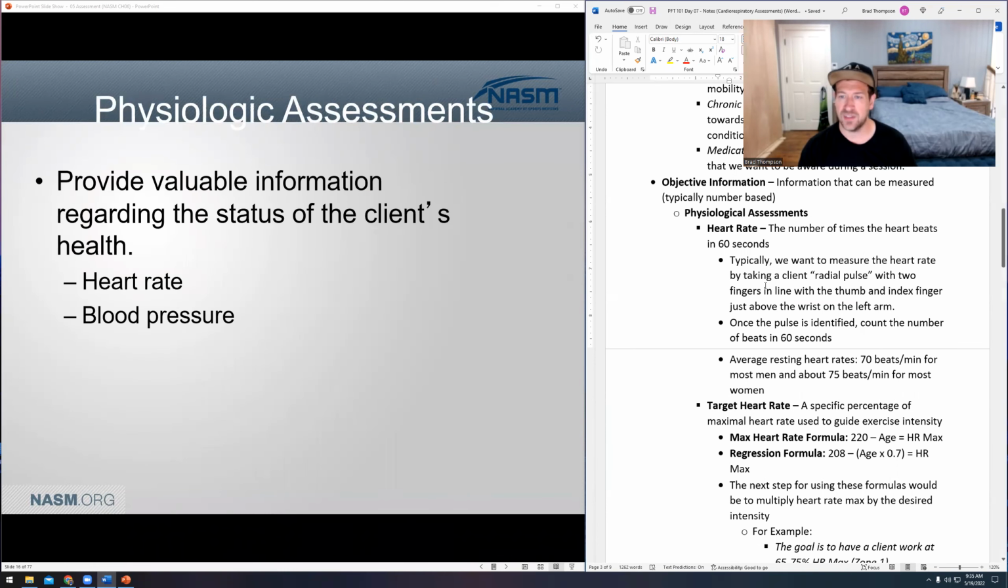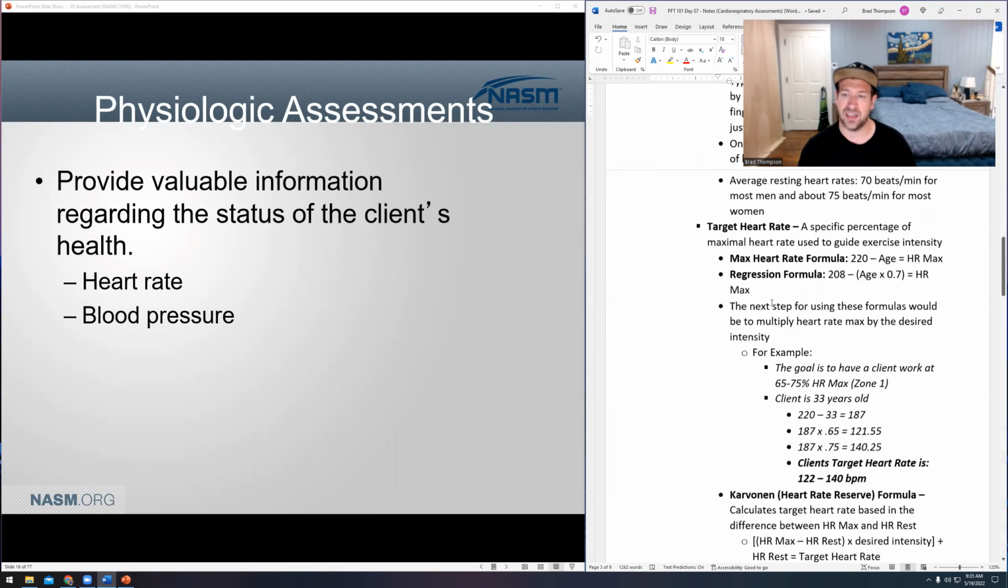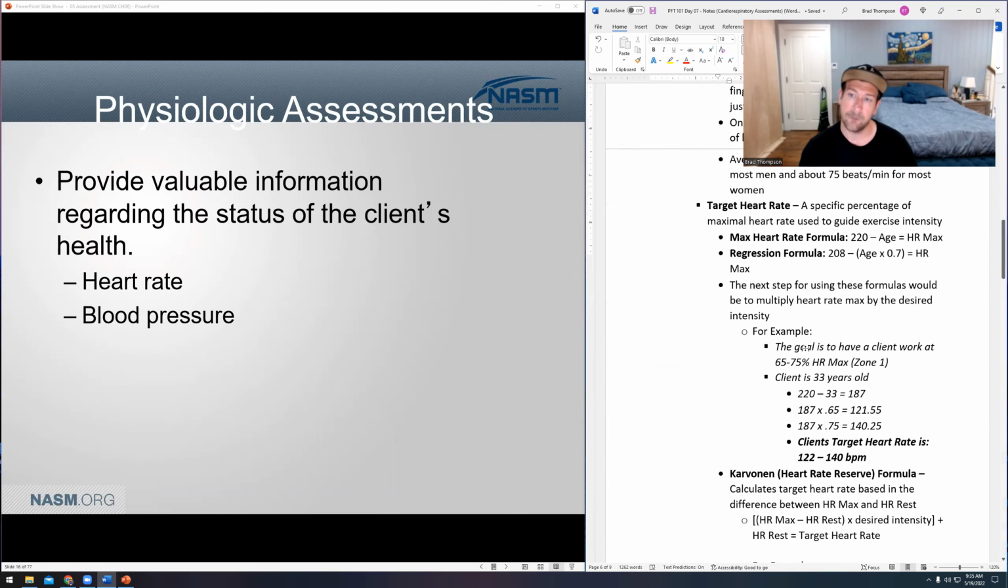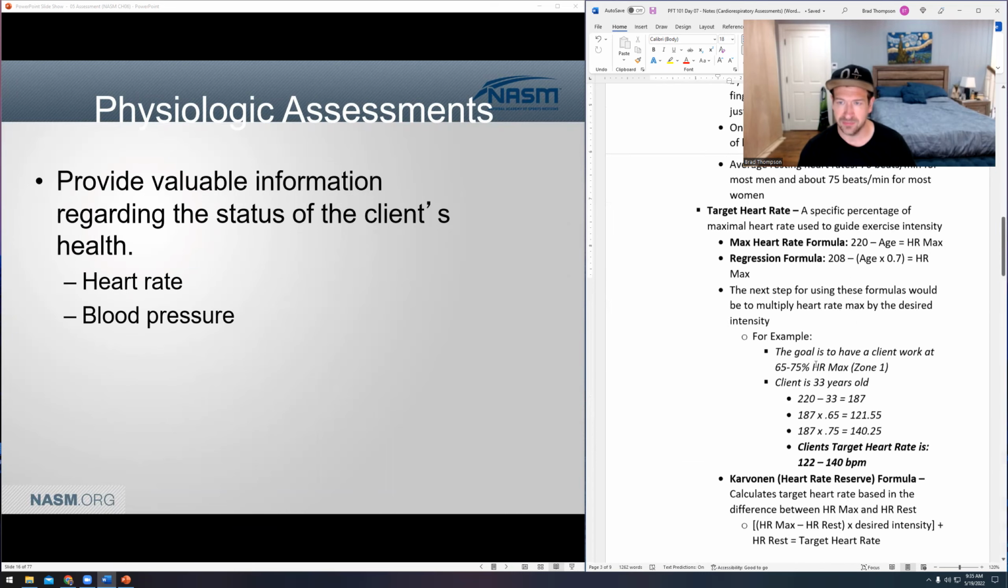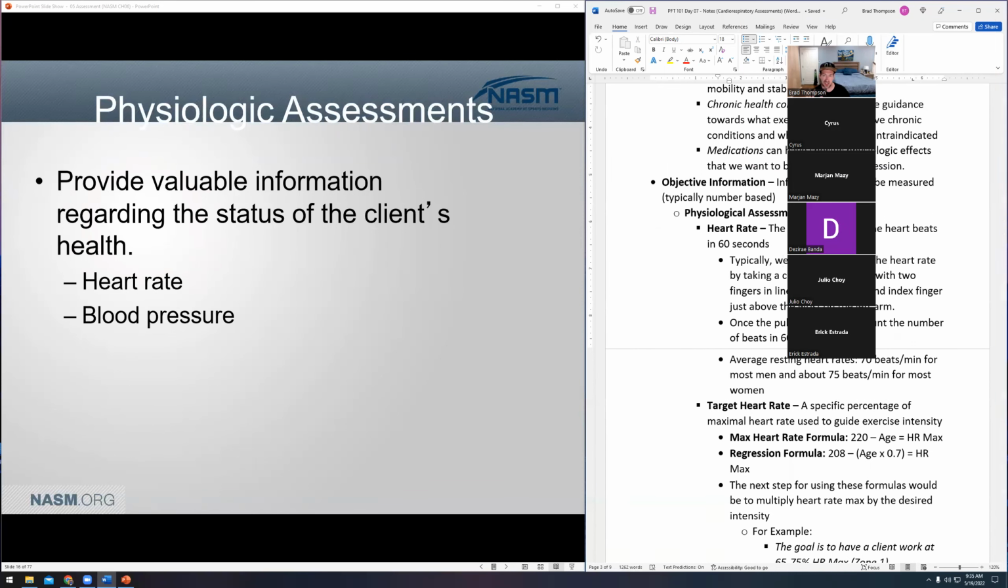So we're going to go ahead and start with physiologic assessments today, right? So physiologic assessments are going to be like our heart rate assessments, blood pressure, and things like that. So we're gonna go ahead and start with our heart rate. Now, we did talk about this probably a week and a half ago. But physiologic assessments are great because they give us a lot of really valuable information directly about our client's cardiorespiratory system.